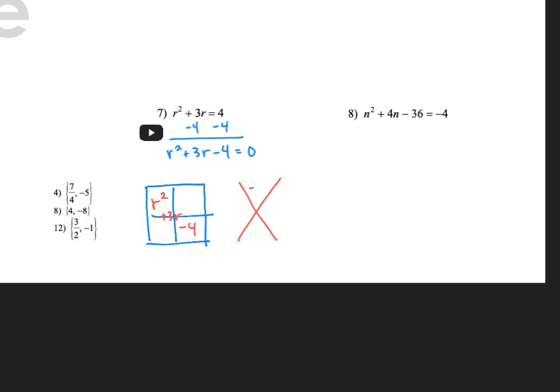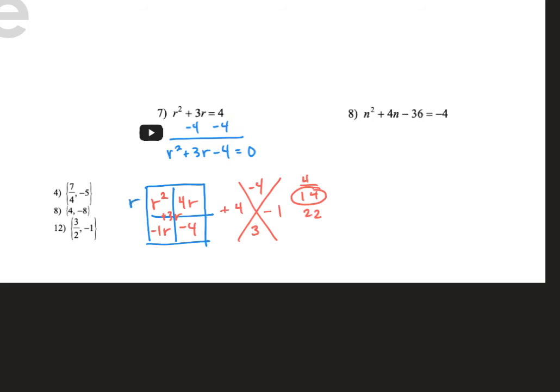We're multiplying to make negative 4, adding to make 3, which means one has to be positive, the other has to be negative. Listing out my factors of 4: 1 and 4, and 2 and 2. The one that we can use to make 3 is 1 and 4. In this case, it's 4 minus 1, which means the 1 is negative and the 4 is positive. So this is 4r, this is negative 1r, and then we get the outside.